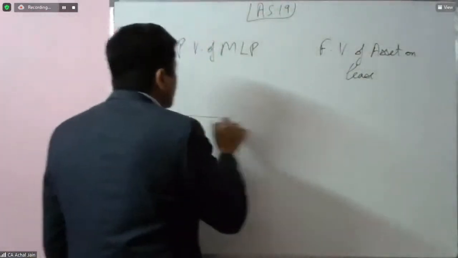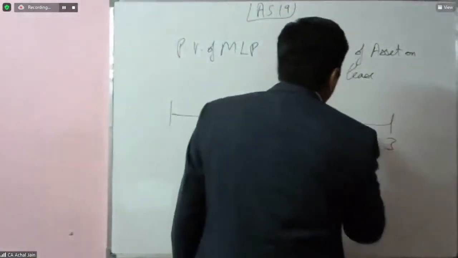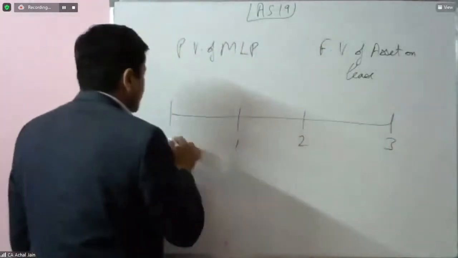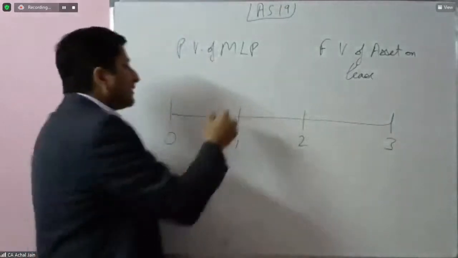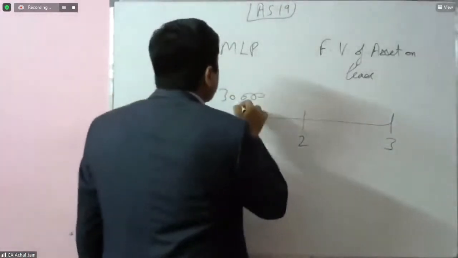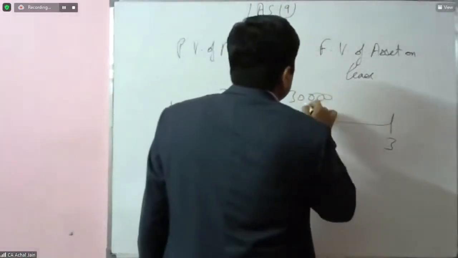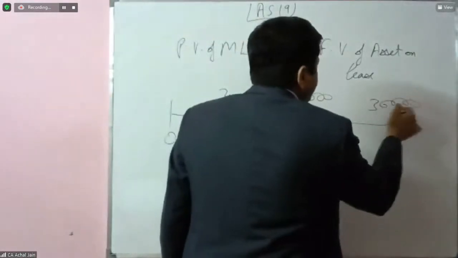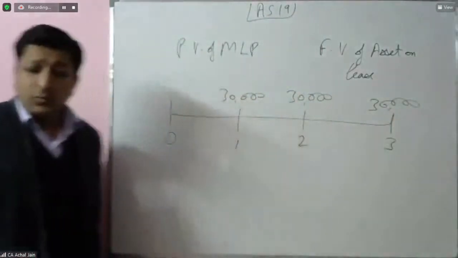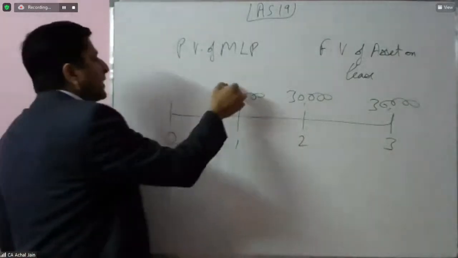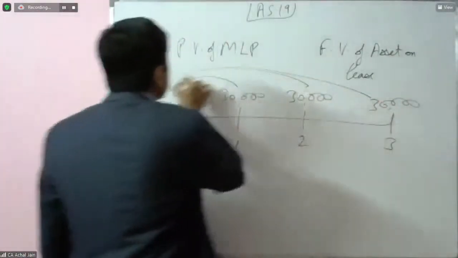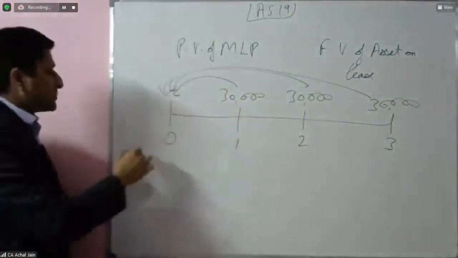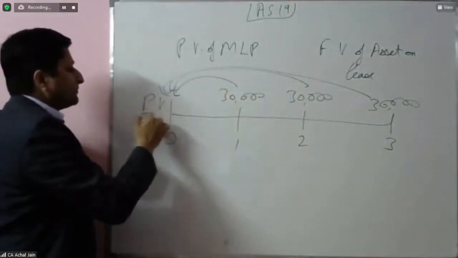So let's suppose the lease period is 3 years, and every year the lease amount is 30,000. Then what are we required to do? We are required to compute its present value.